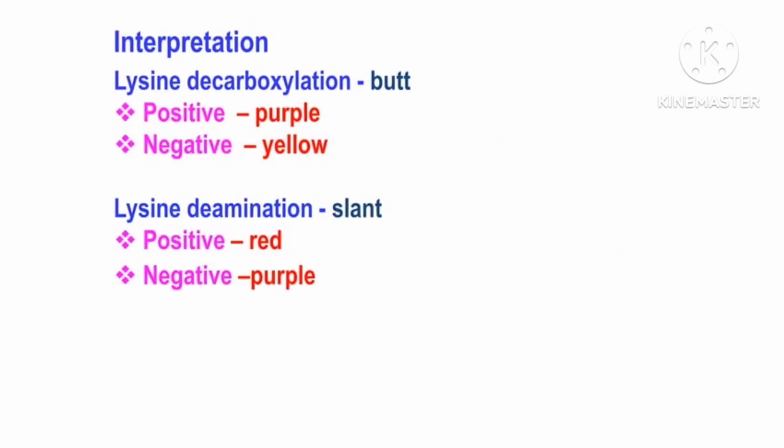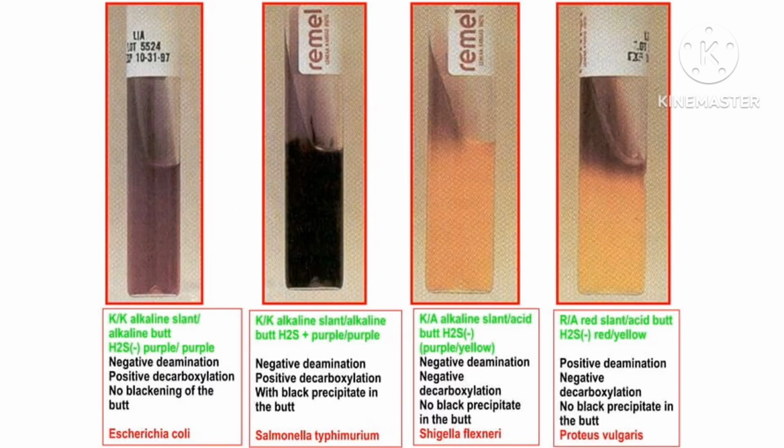For interpretation, lysine decarboxylation is seen in the butt: purple color is seen in the butt if it is positive, and yellow color if it is negative. Lysine deamination is seen in the slant: positive is seen as a red color in the slant and negative as a purple color in the slant. So this is the picture showing lysine decarboxylation and deamination reactions.